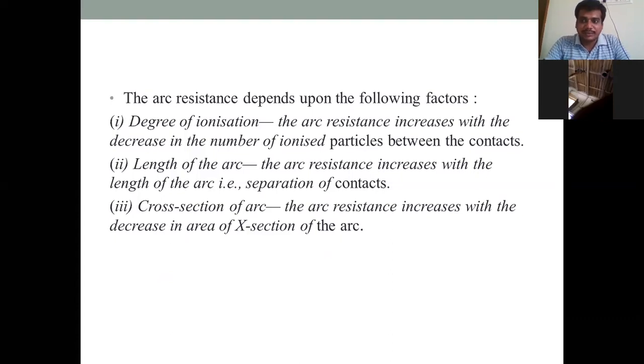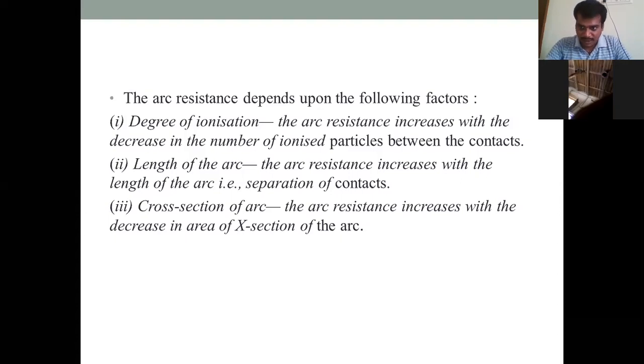Okay. Next is length of the arc. When the length of the arc increases, the arc resistance also increases. That is, when the separation of the contacts is more, the arc resistance also will be more. Next, cross section of the arc. The arc resistance increases with the decrease in the area of the cross section. If you decrease the cross section of the arc, the resistance will increase. So these are the three parameters.